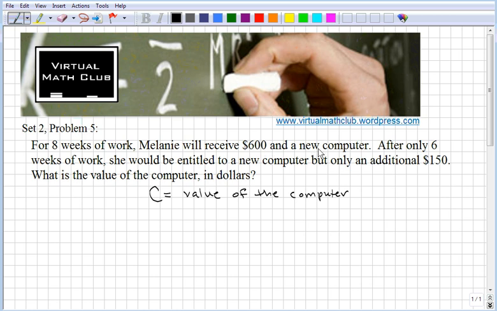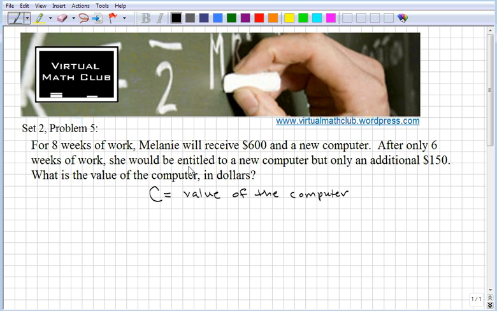$600 plus C, the value of the new computer, would pay for 8 weeks worth of work. And you know that $150 plus C would pay for 6 weeks worth of work. And given that, you ought to be able to use a little bit of algebra and figure it out. So there you go. Try the problem and come back for the solution. And here is the solution.